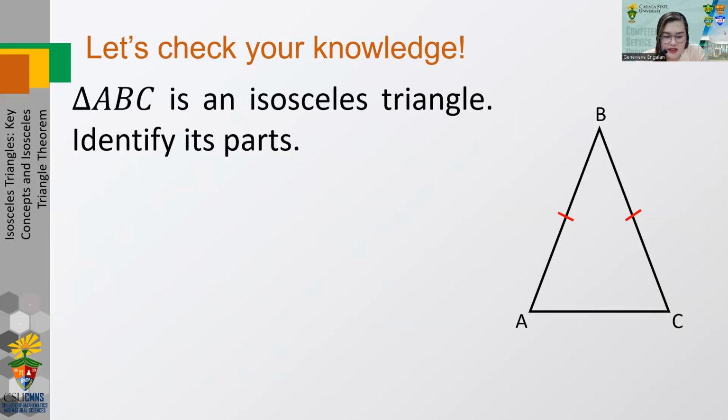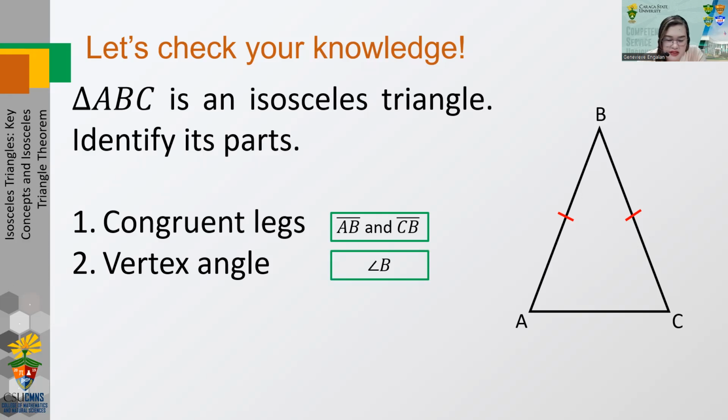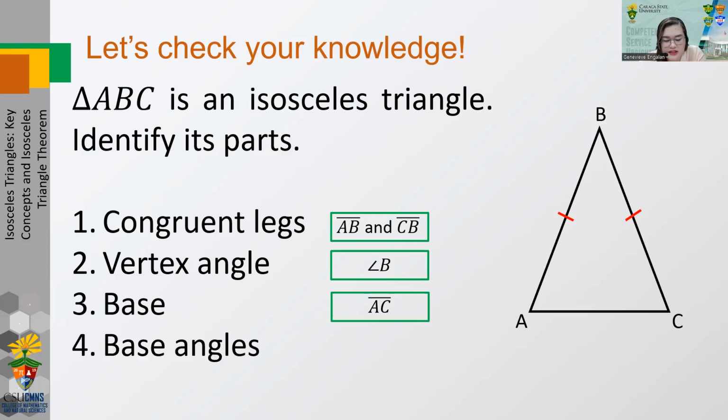Okay, so let's check your knowledge. Triangle ABC is an isosceles triangle. Identify its parts. So congruent legs. Unsa may congruent legs ani? The sides AB and CB. Okay, how about the vertex angle? Angle B. Okay, the base? AC. Okay, how about the base angles? Angle A and angle C. So that's correct.